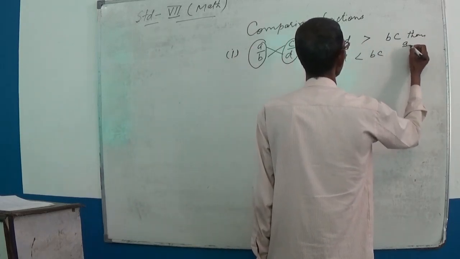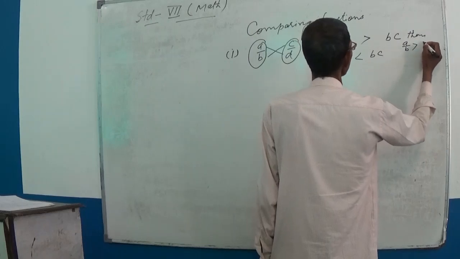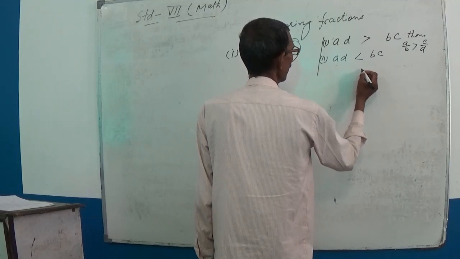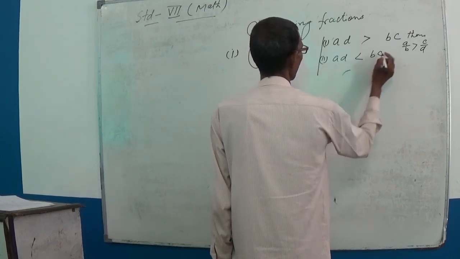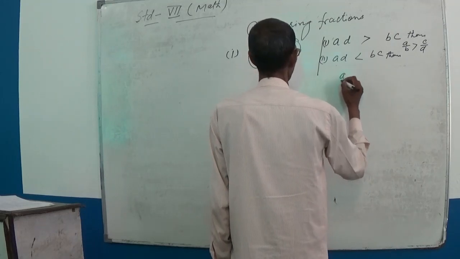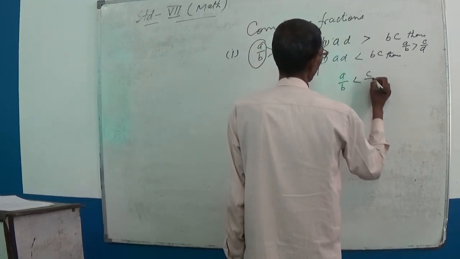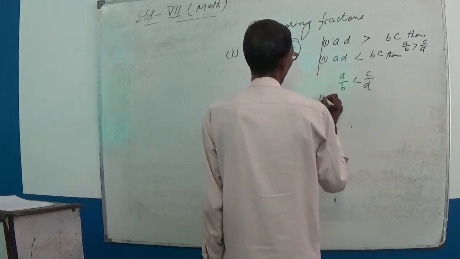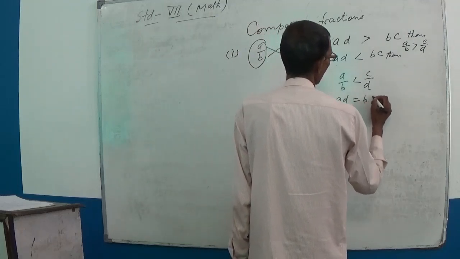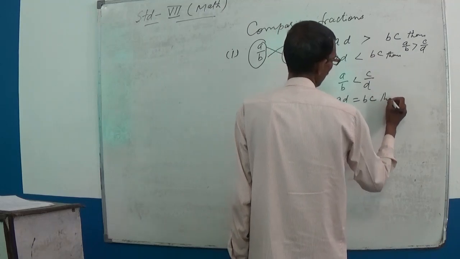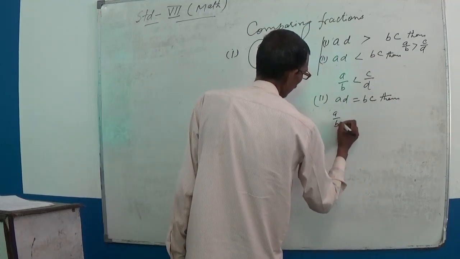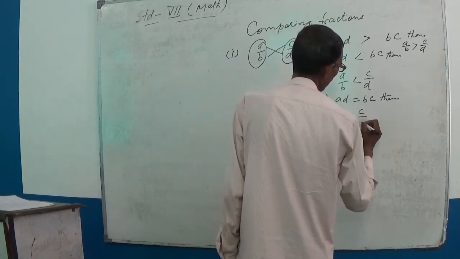If AD is less than BC, then A by B is less than C by D. And the third option: if AD is equal to BC, then A by B is equal to C by D.